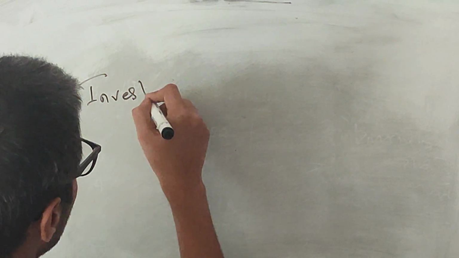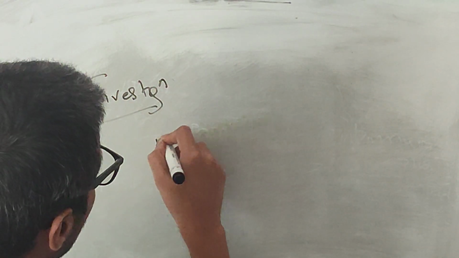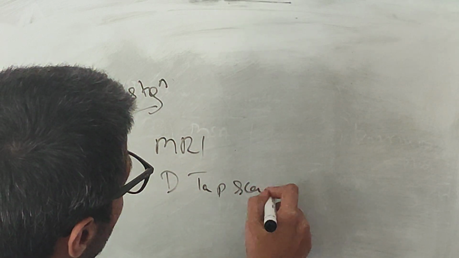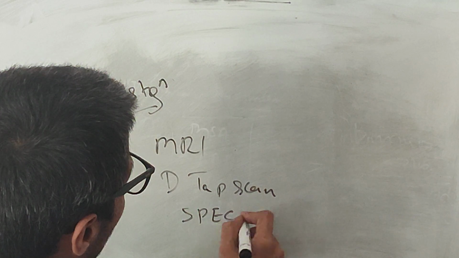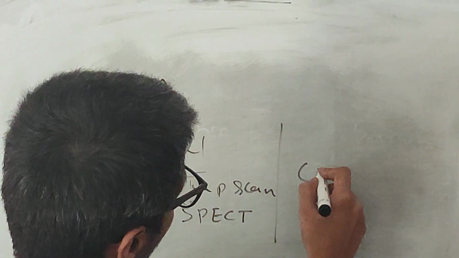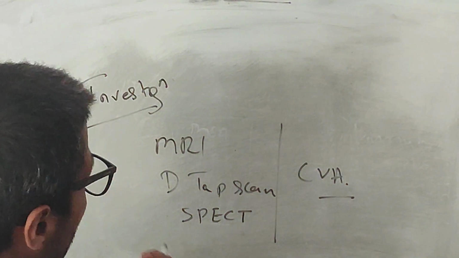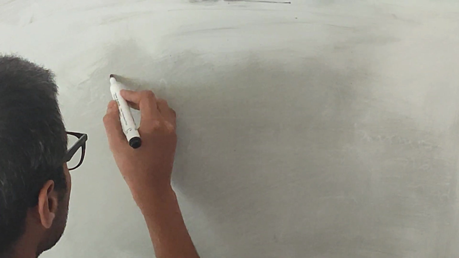Now let's talk about investigations. How do you diagnose it? So you don't have to do MRI or dopamine transporter scan with SPECT. You can basically do clinical diagnosis. But if you have to exclude cerebrovascular accident or other Parkinson plus syndromes, then only you go for an imaging modality. So otherwise it is a clinical diagnosis.